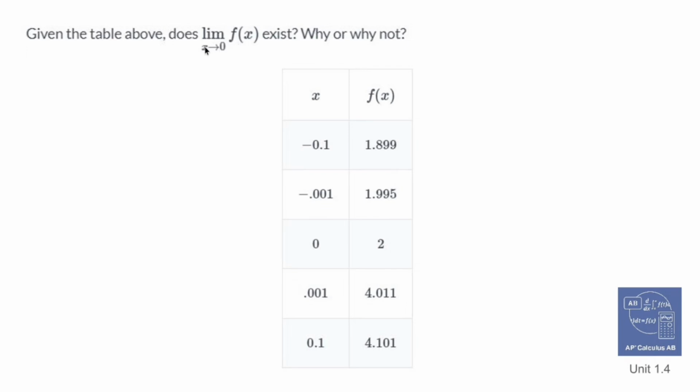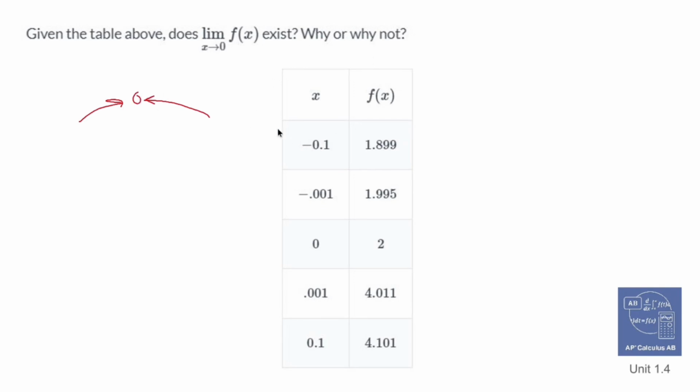Given the table above, does the limit as x approaches 0 of f of x exist, why or why not? Whenever you're asked if a limit exists, you're always thinking if the left-handed side and the right-handed side meet at the same spot. And if they do, whether you have a value at that limit doesn't even matter. It exists only if the left side and the right side meet at the same spot.